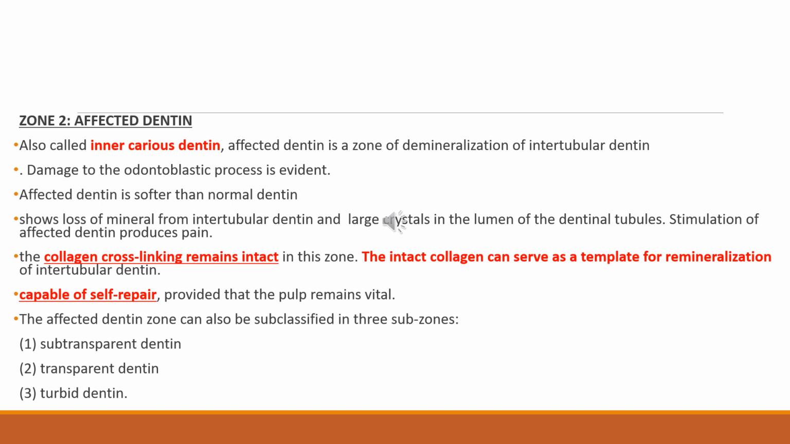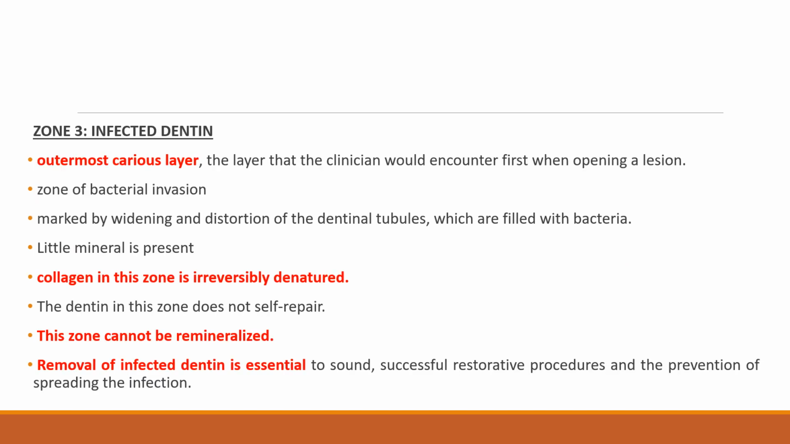Affected dentin in itself can be subclassified as subtransparent, transparent, and turbid dentin. Zone 3 is the infected dentin, which is the outermost carious layer, the layer that the clinician would encounter first when opening a lesion. It is marked by widening and distortion of dentinal tubules, and they are entirely filled with bacteria. Very little mineral is present, collagen is irreversibly denatured, and this dentin zone, unlike affected dentin, cannot self-repair.